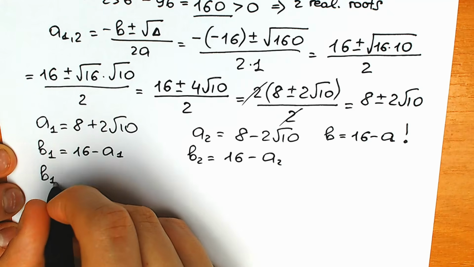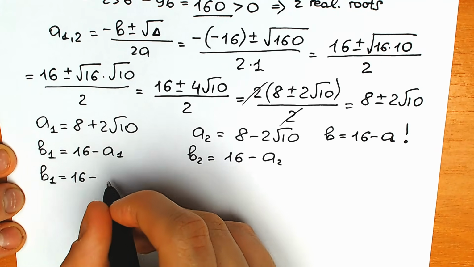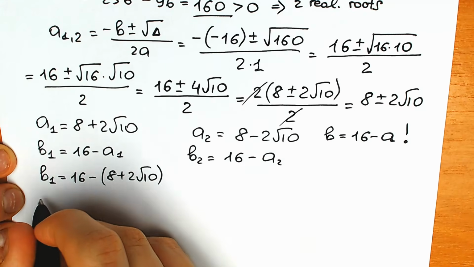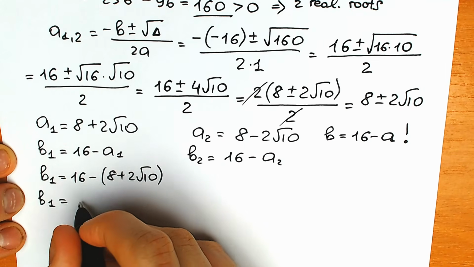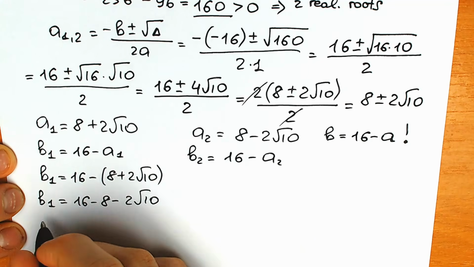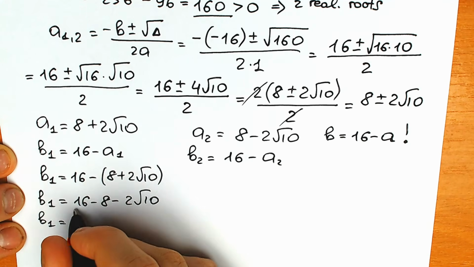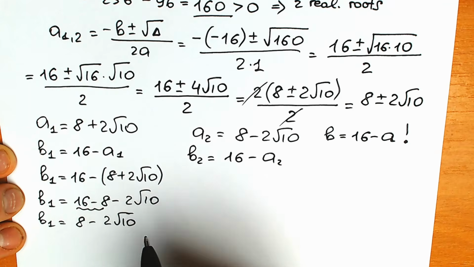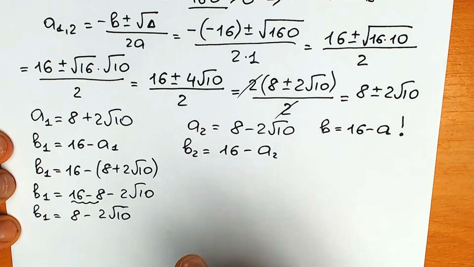So b first equal to 16 minus 8 plus 2 square root of 10. So b first equal to 16 minus 8 and minus 2 square root of 10. From here, b first equal to 8 minus 2 square root of 10. And we have the same thing right here.